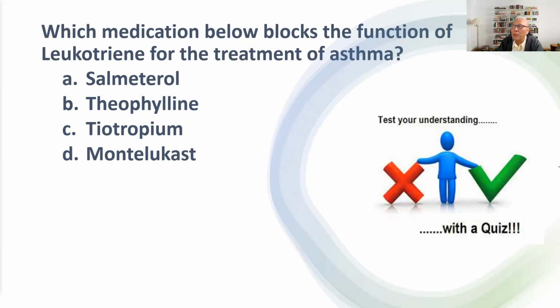Which medication below blocks the function of leukotriene for the treatment of asthma? Okay, so you remember the suffix lukast, as I had said earlier. Whenever you see lukast as a suffix in a drug, it is an anti-leukotriene agent or a leukotriene modifier. So that's the correct answer.